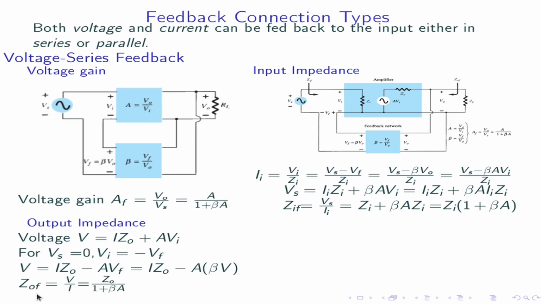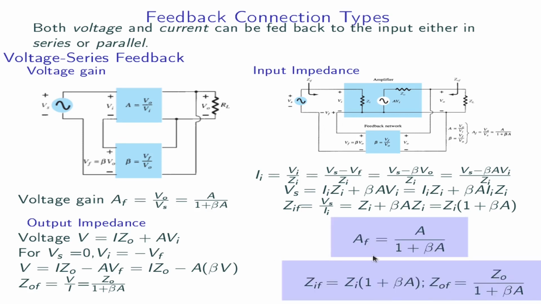Zof, that is output impedance with feedback, is equal to V by I, that is equal to Zo by 1 plus beta A. That means the output impedance decreases by a factor 1 plus beta A with negative feedback in voltage series feedback network. Therefore, the results are Af is equal to A by 1 plus beta A, Zif is equal to Zi into 1 plus beta A, Zof is equal to Zo by 1 plus beta A.